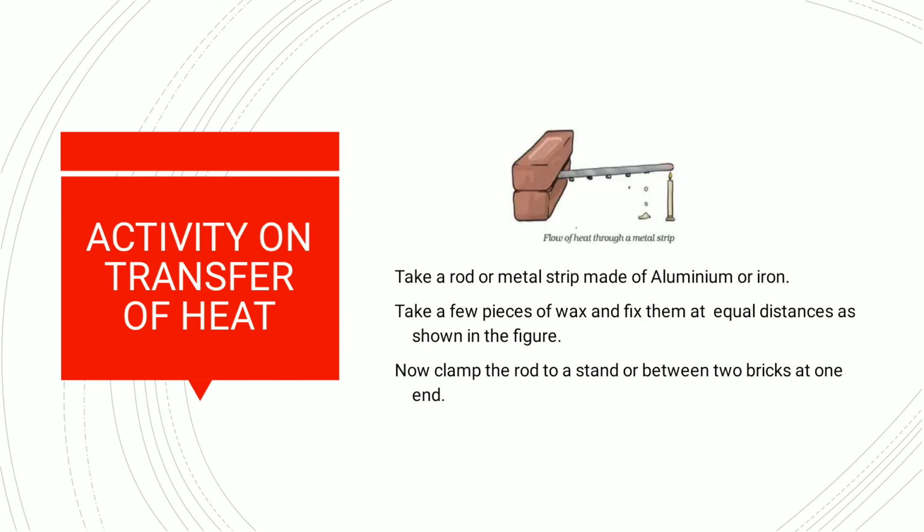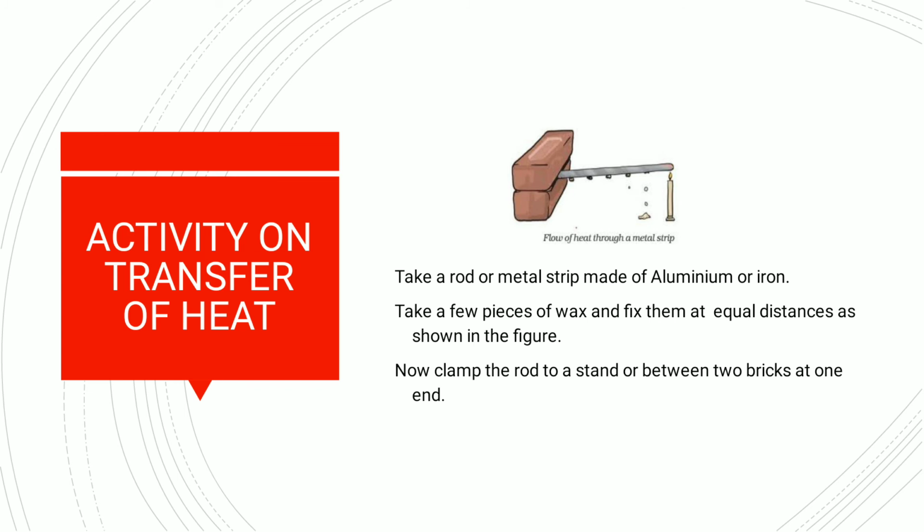Now, to understand transfer of heat, what it actually is, I had explained to you earlier also. Take a rod or a metal strip which may be made of aluminium or iron. Now take a few pieces of wax, and fix them at equal distances as shown in the figure. You can see in the figure that the wax has been stuck on the rod. Now clamp the rod to a stand or between two bricks as shown in the diagram.